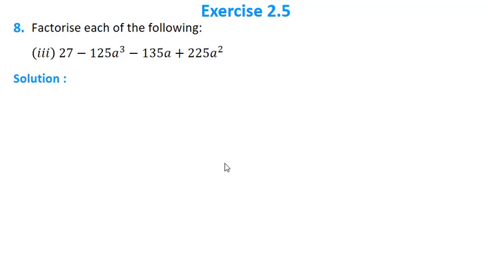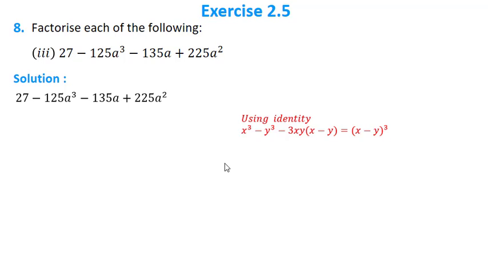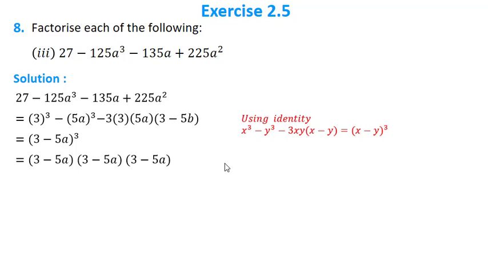Third question is 27 minus 125a cube minus 135a plus 225a square. Now try to solve by yourself. You can see that this 27 is cube of 3, 125a cube is cube of 5a the whole cube. This minus 135a plus 225a square I will write as 3 into 3 into 5a in bracket 3 minus 5a. So finally I will get 3 minus 5a the whole cube. So this is 3 minus 5a into 3 minus 5a into 3 minus 5a.